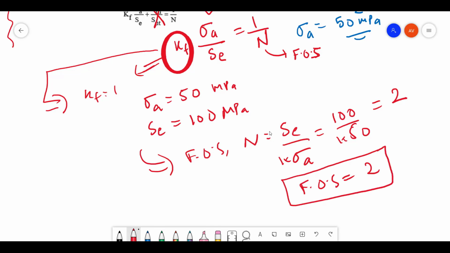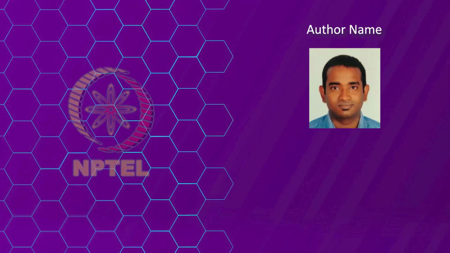So this is your final answer. Here the sigma m is 0, that is why this simplification was possible. If you had sigma m not equal to 0, then you would have got a different answer. If you want to know more details about fatigue loading, please refer to the NPTEL course. Thank you.